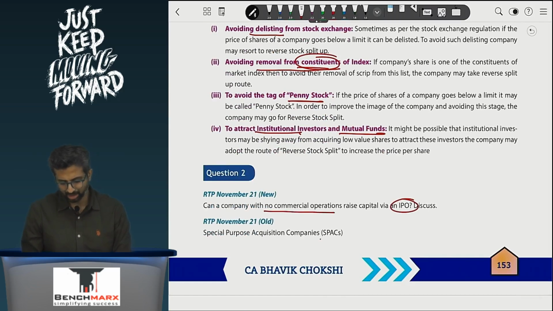Next, can a company with no commercial operations raise funds via IPO? And then you have a term called SPAC. SPAC is very common in US. It is not running in India. As of today you don't really have as much regulation pertaining to SPAC. Now what is SPAC? As a concept you should know.